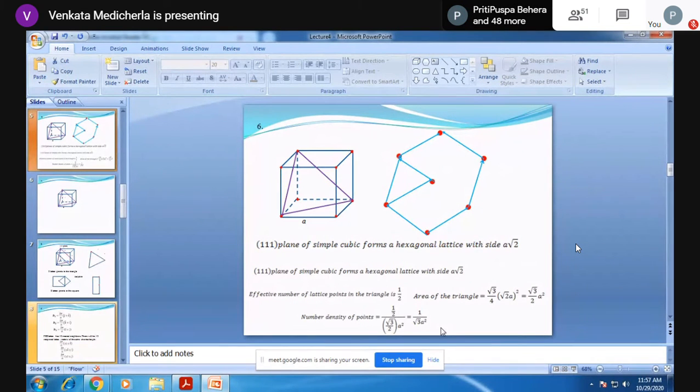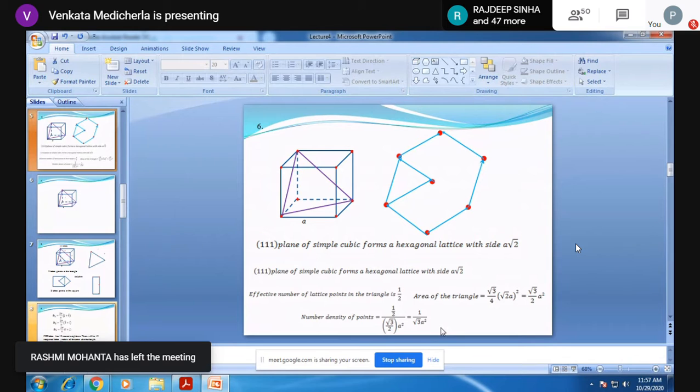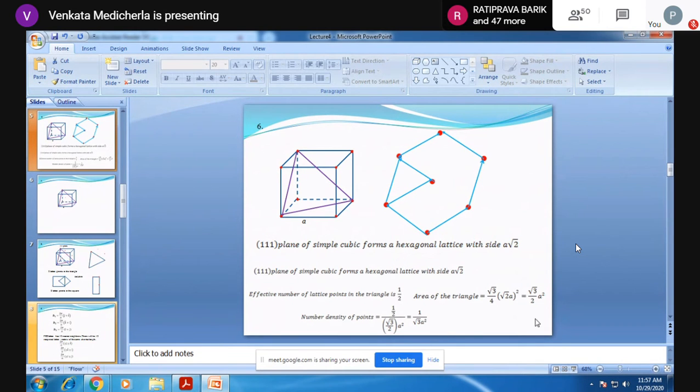Then the number density of points, they asked actually. How to find the number density of points? Number density of points means the number of points per unit area. Because I know the area of the triangle now, that I have calculated as root 3 by 2 a square, and I know the number of points, that is half actually. Half divided by the area, that is 1 by root 3 a square. This is the number density of points in 1 plane of the simple cubic lattice.